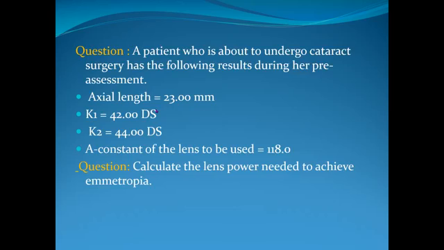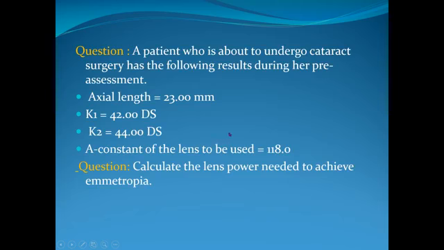There is some question. Suppose this is a scenario, or maybe an important question in OSPE. A patient who is about to undergo cataract surgery has the following results during her pre-assessment. Before cataract surgery, there are some investigations needed, especially biometry. Here, discussing biometry: axial length is 23 millimeters, keratometer reading 42 and keratometer reading 44. When you are given this to calculate, you take the average of the keratometer.